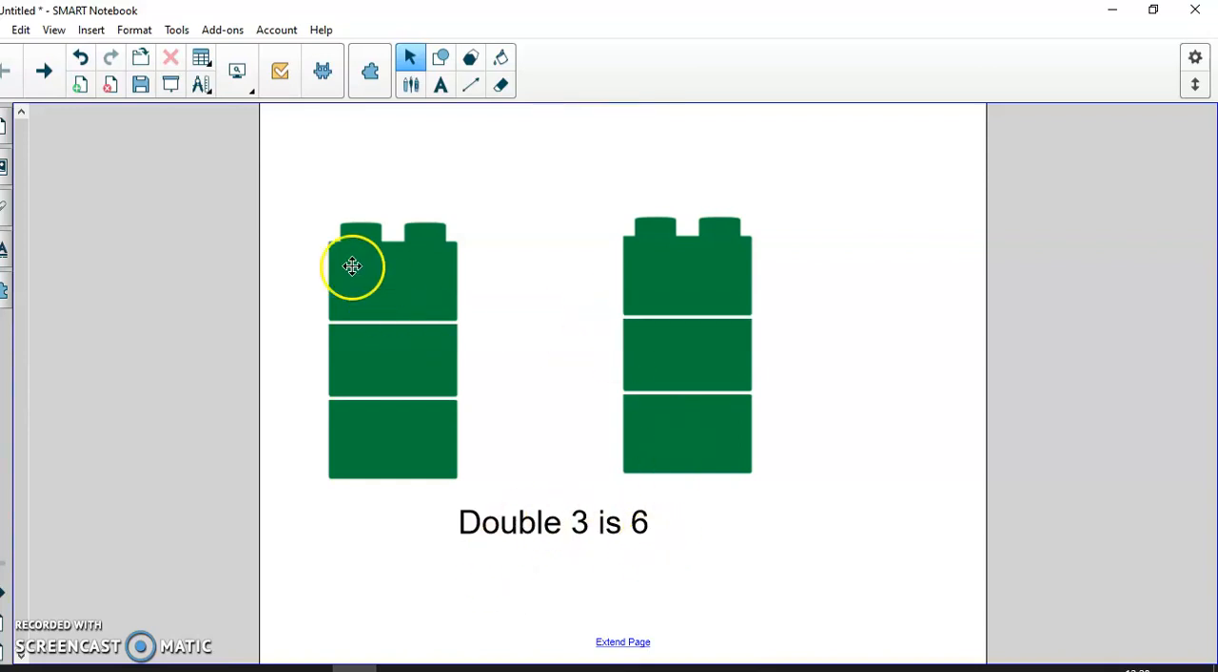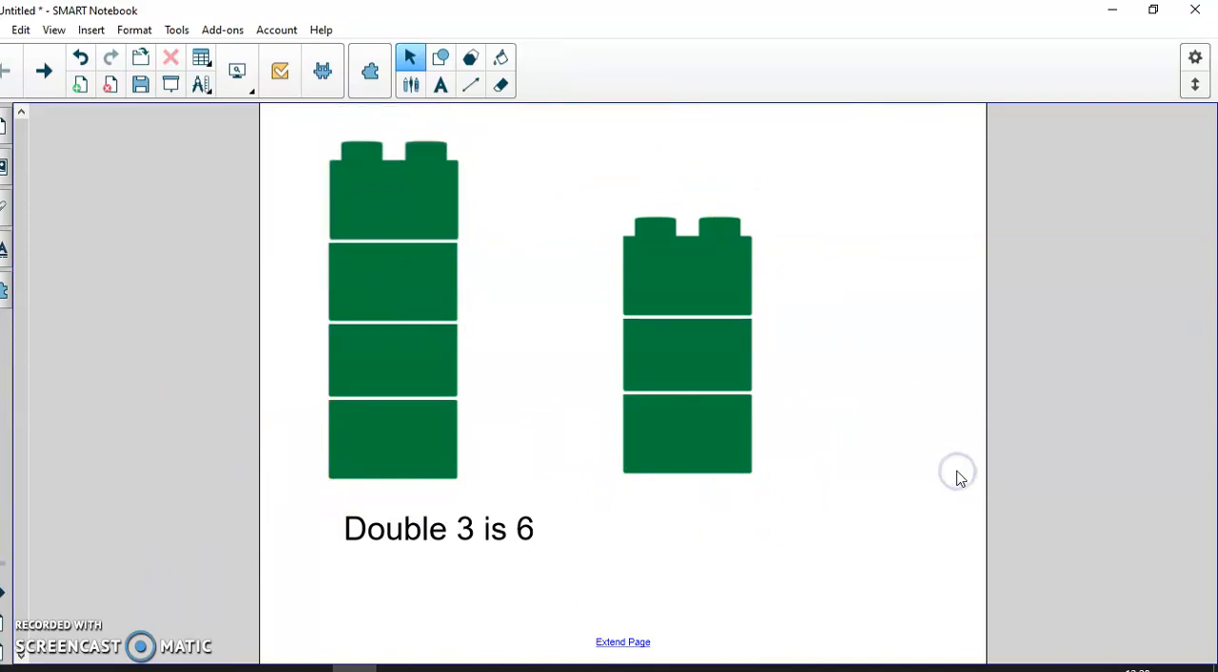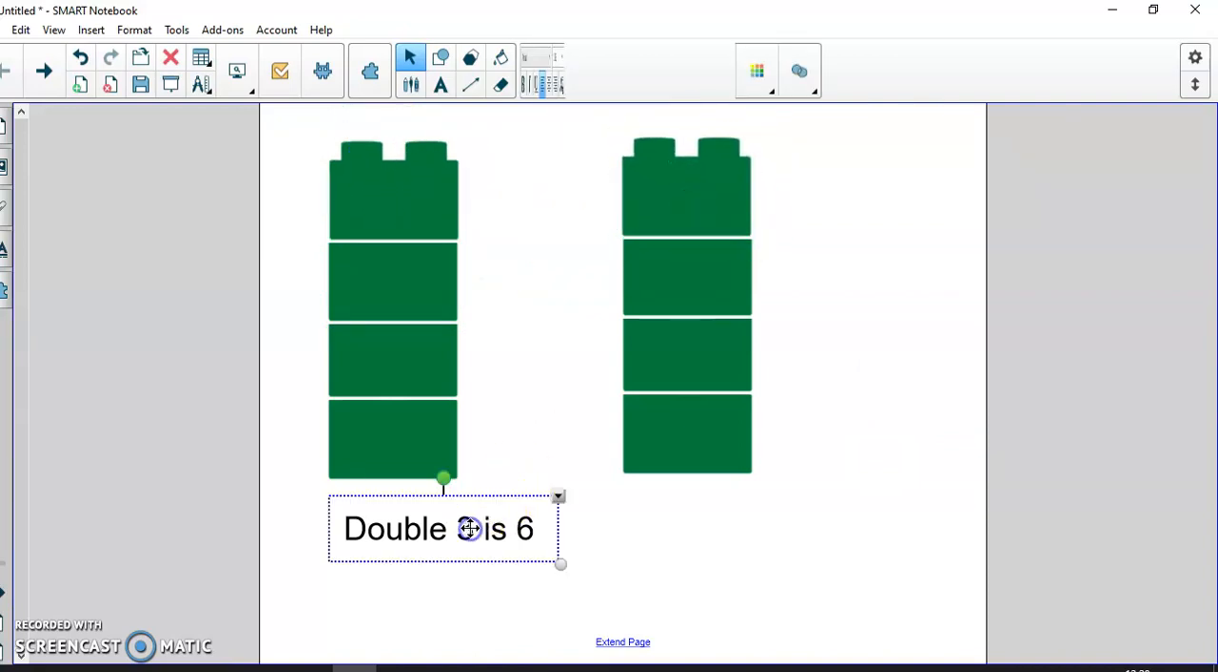This is my first example. I've used the bricks, and my first one says double 3 is 6. I've shown that with these practical resources. And I'm going to now make another one. My next one, I need to change this now. Double 4 is 8. Try and make some larger numbers so you've explored your doubles up to 20 as well.